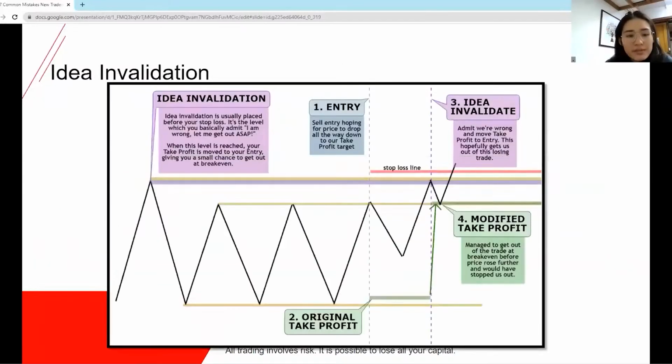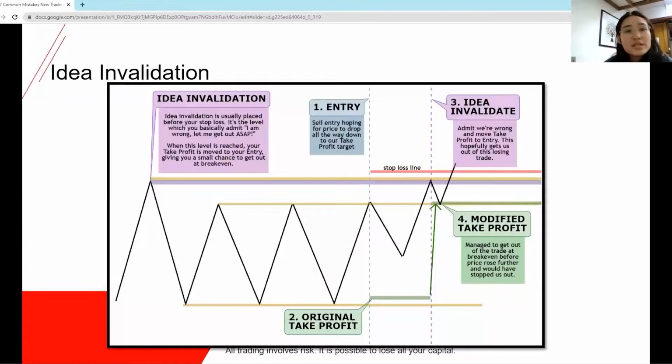Okay, here we have idea invalidation now. Idea invalidation is usually placed before your stop loss. So it's a level at which you basically admit, I'm wrong, let me get out ASAP. When this level is reached, your take profit is moved to your entry, giving you a small chance to get out at break even. It's a similar concept to what we looked at earlier, but instead of moving our stop loss to our entry, now we're moving our take profit to our entry.